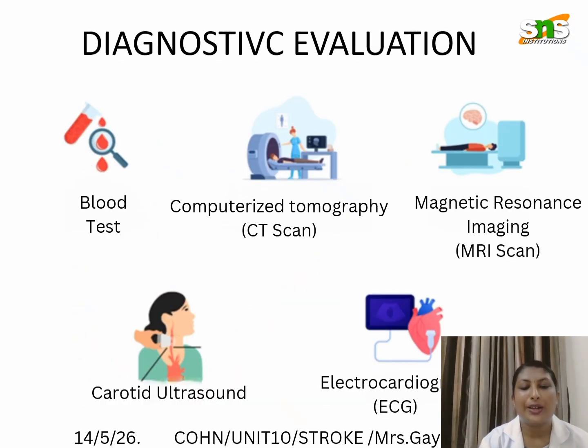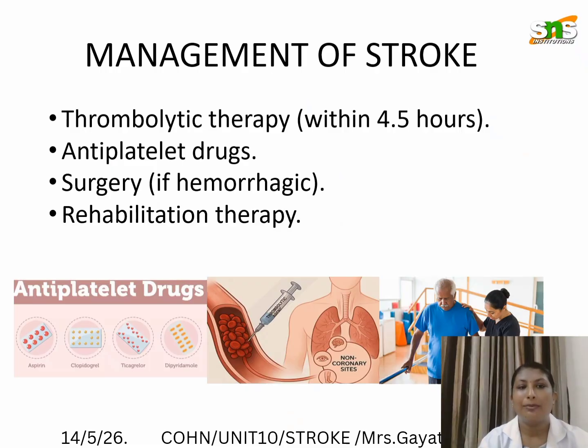The diagnostic evaluation. First one is history collection. Second one is physical examination. Third one is neurological examination, and under the neurological examination we have to assess sensory and motor sensation and also the 12 cranial nerves. Next is blood test, and then computerized tomography, CT scan, which is compulsory; if needed we take MRI, then carotid ultrasound, then ECG for diagnostic purposes.